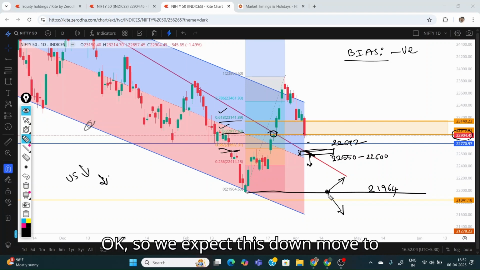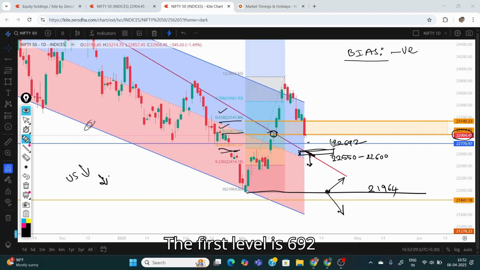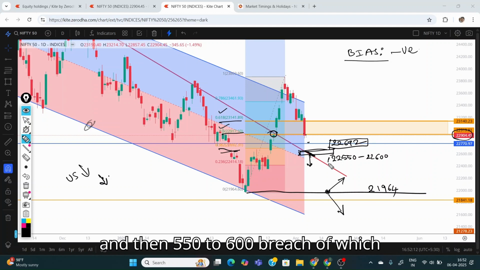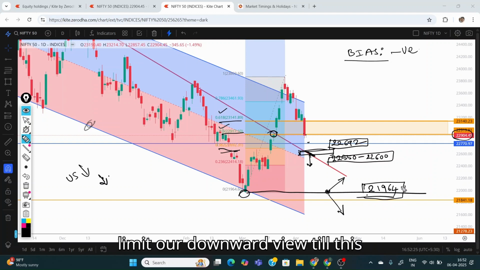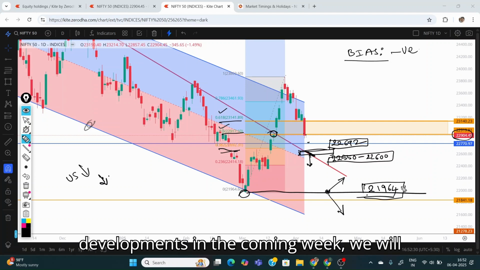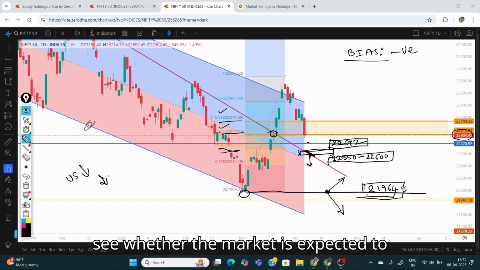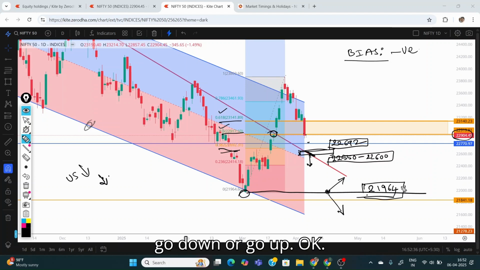So we expect this down move to continue, and these are the levels. The first level is 22,692, and then 22,550 to 22,600, breach of which the doors will get opened for the previous low, that is 21,964. So we will limit our downward view till this level only. Based on the actual developments in the coming week, we will see whether the market is expected to go down or go up. Our bias is going to be negative for the coming week.